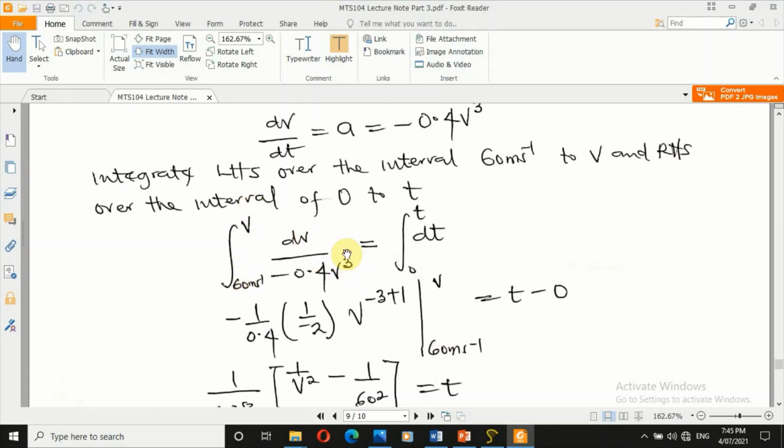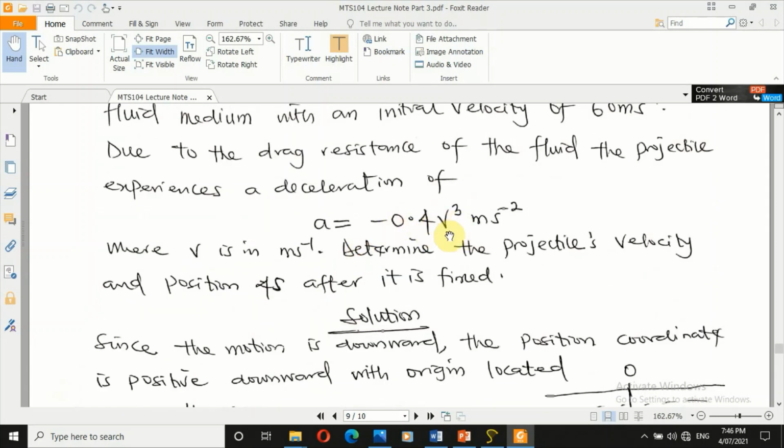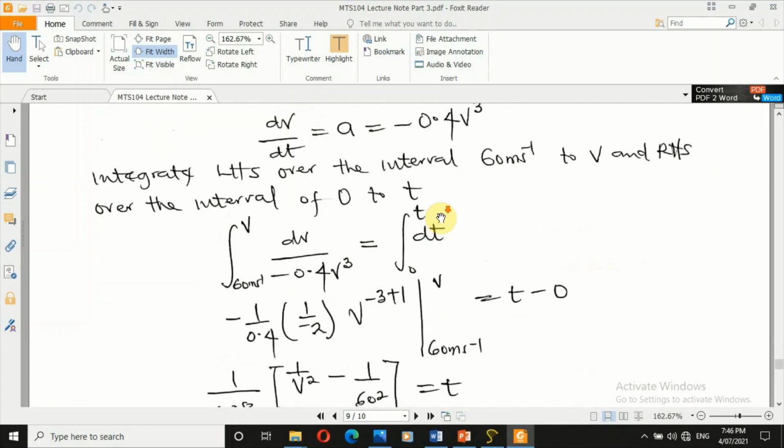Now let me tell you something. You know this one is in the denominator. If it should come up, the power is plus 3 before, and if you change it, it becomes minus 3. Now how do we integrate this? Don't forget that dA is talking about the velocity raised to power 3. So let's come back here now.